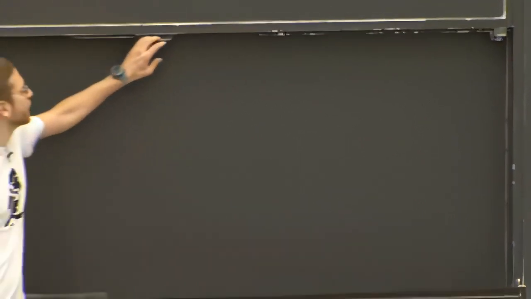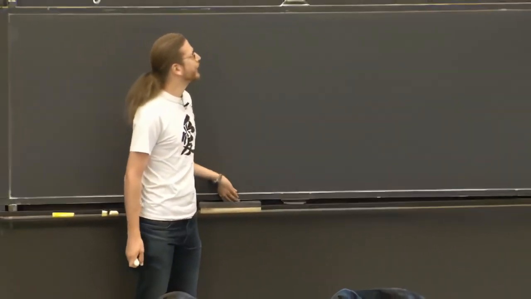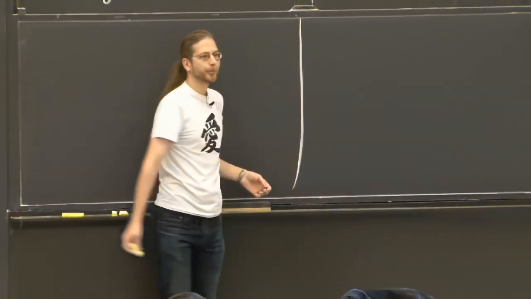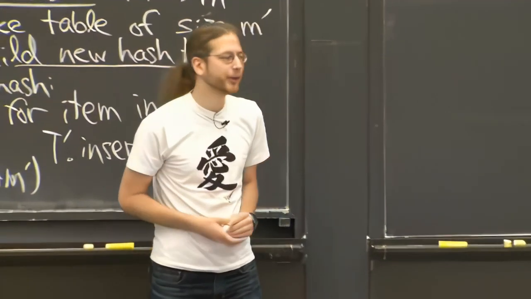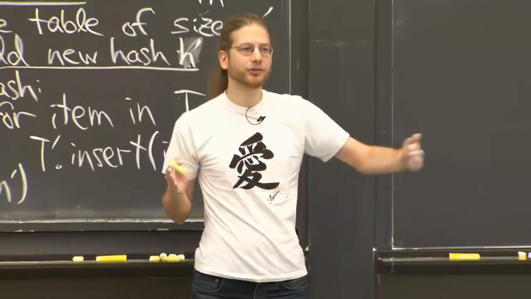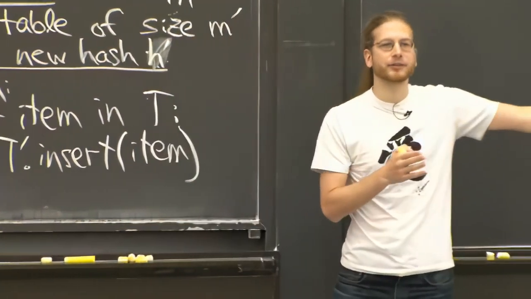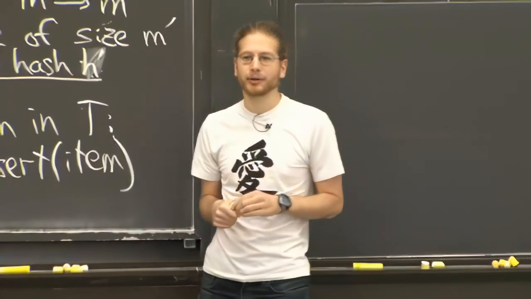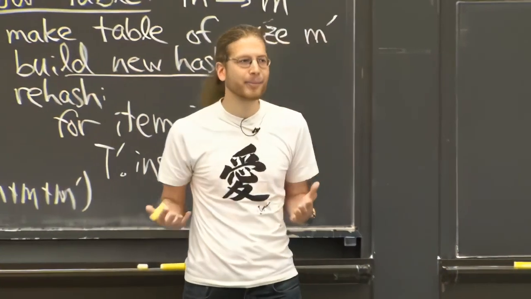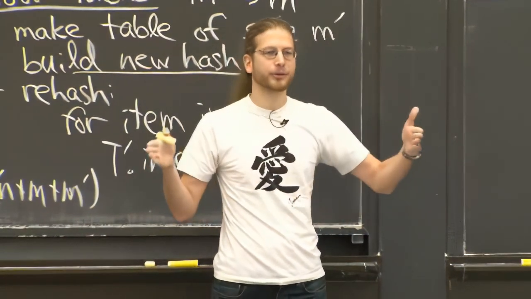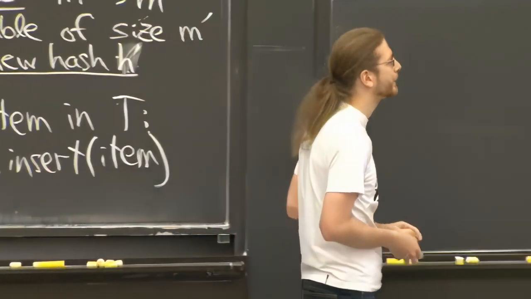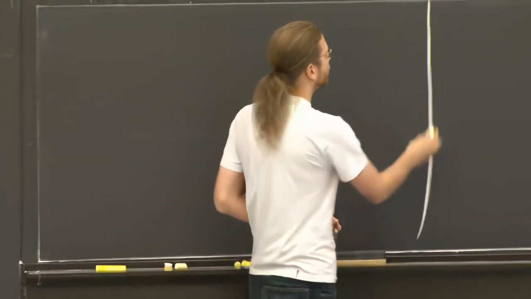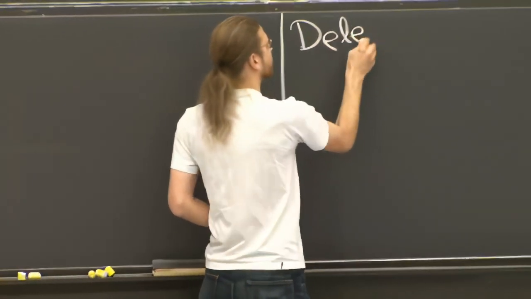But this is not totally satisfying because the table might get big again. m might become much larger than n. For example, suppose I do n inserts, and then I do n deletes. So now I have an empty table, n equals 0. But m is going to be around the original value of n, or the maximum value of n over time. So we can fix that.